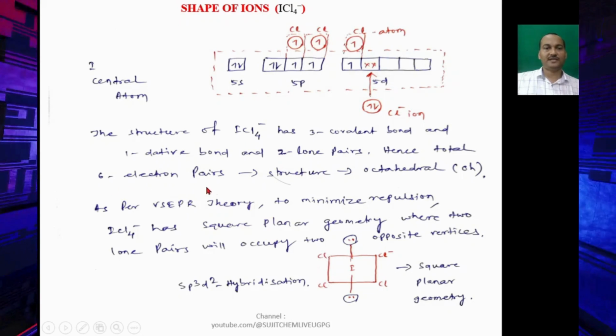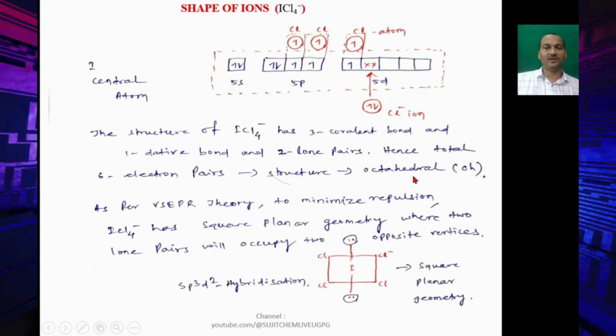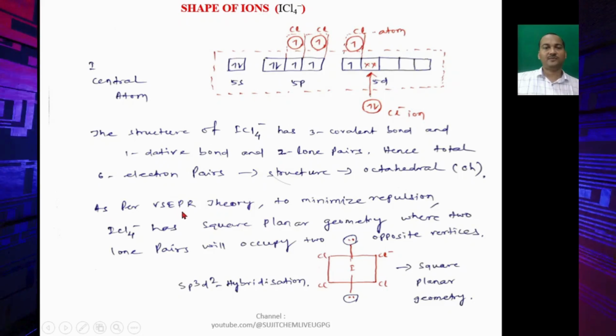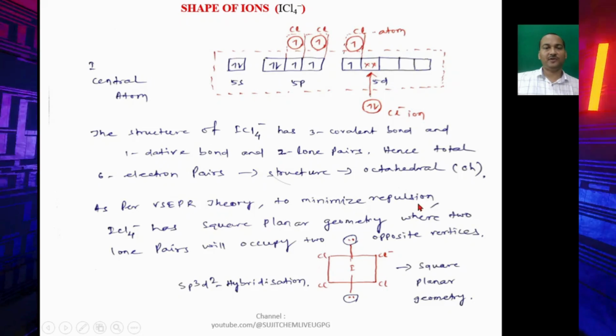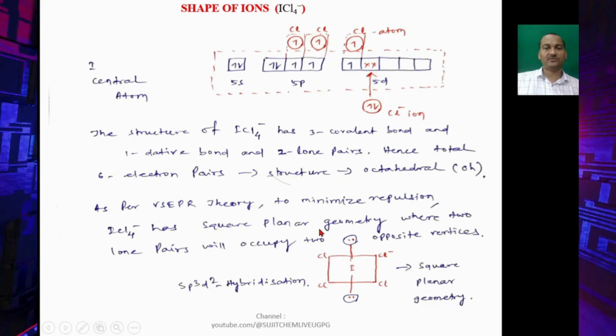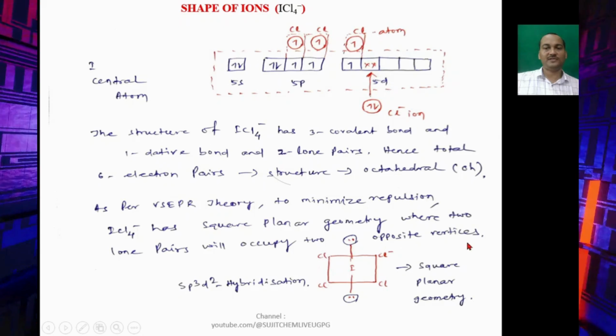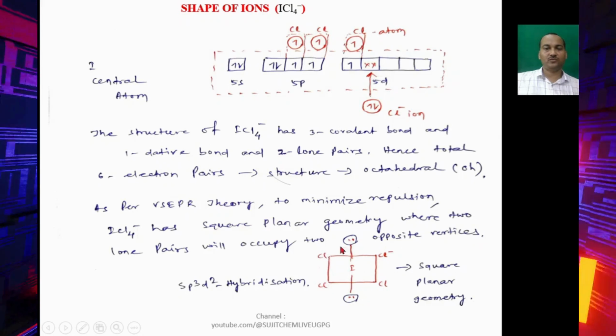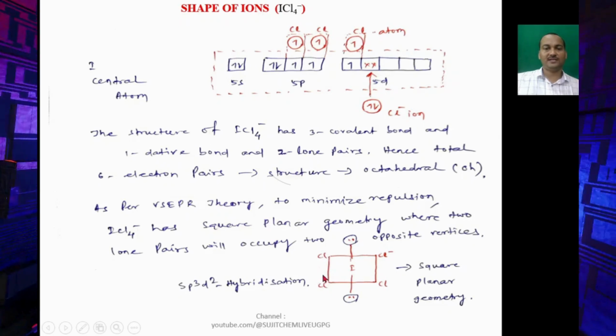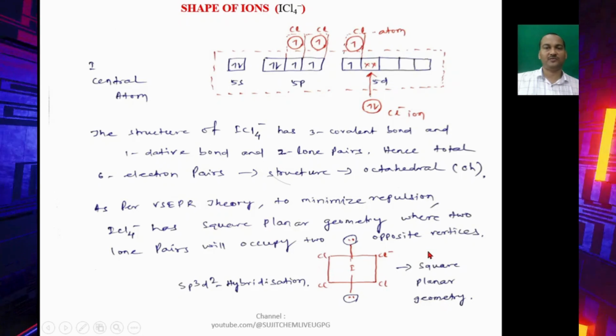So hence in total 6 electron pairs. So the structure should be octahedral. As per VSEPR theory, to minimize the repulsion, ICl4 minus has a square planar geometry where 2 lone pairs occupy opposite vertices. So these are the 2 lone pairs. Hence ICl4 minus has a square planar geometry.